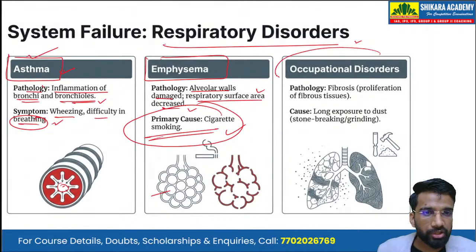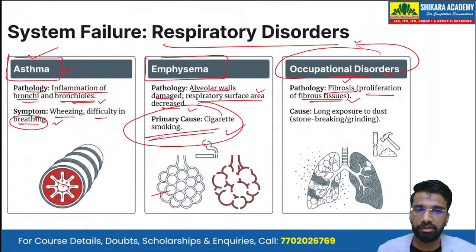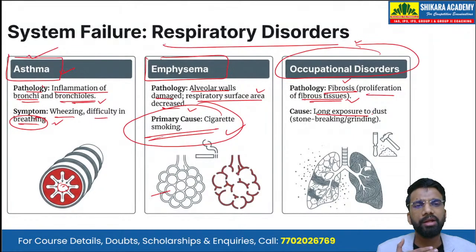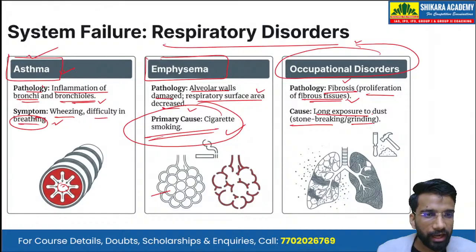Then we have occupational disorders like fibrosis, that is proliferation of fibrous tissue inside the lungs, and this is caused by long-term exposure to dust. It is mainly seen in individuals who work in the stone breaking and grinding industry or in some mining areas.